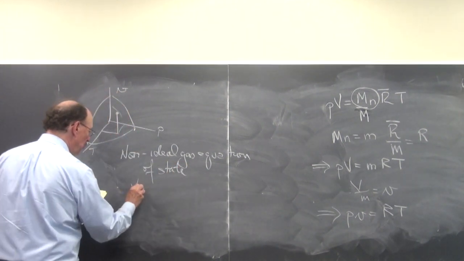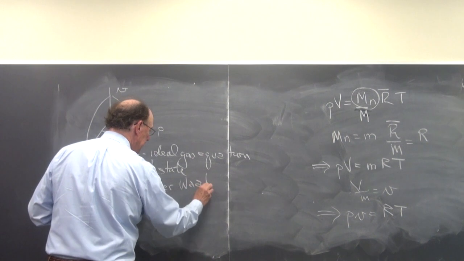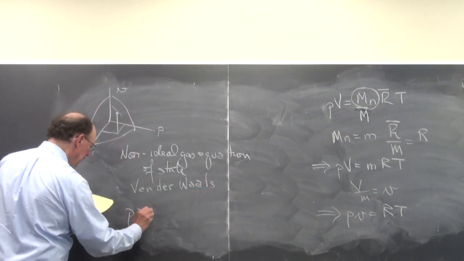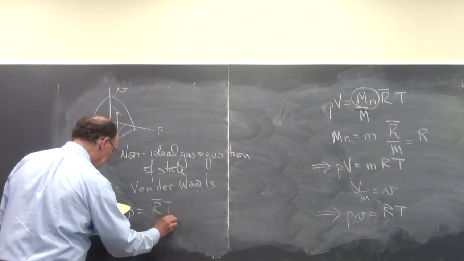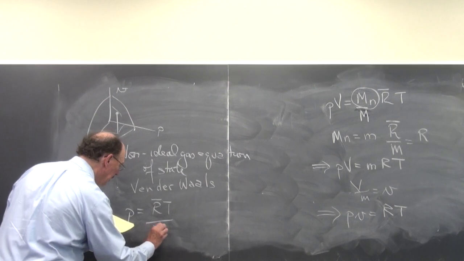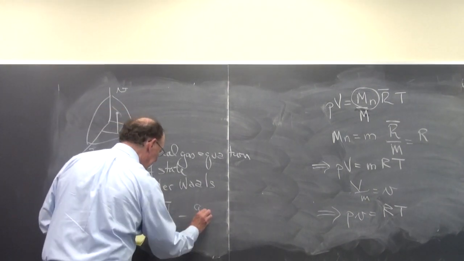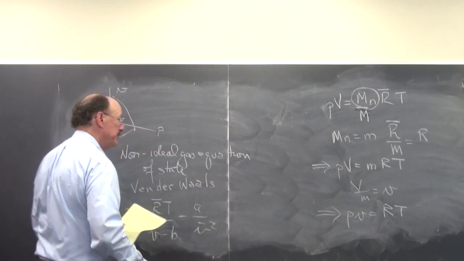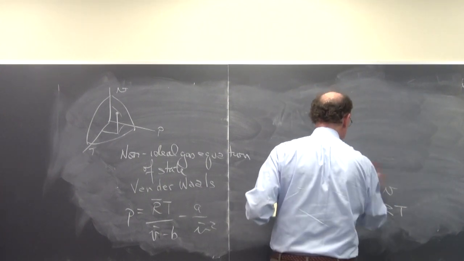And we'll use the van der Waals equation. There are many equations that we can use. So we have P is equal to R bar T divided by V bar minus B, minus A over V bar squared. And I just want to make sure you know what V bar is. That's the specific volume on a mole basis.